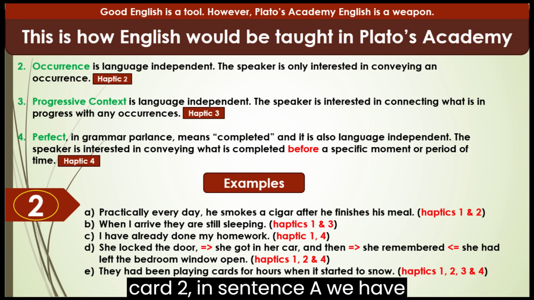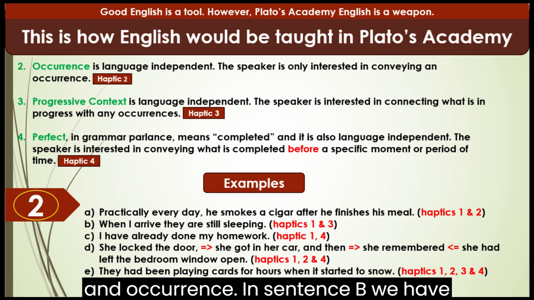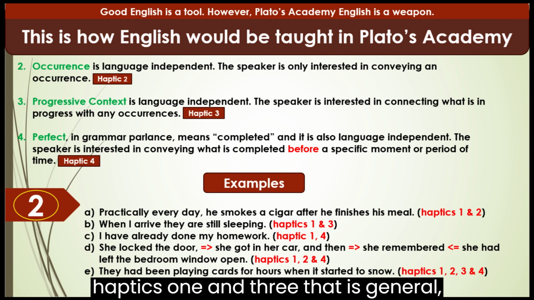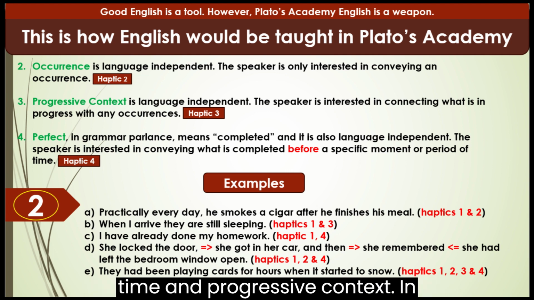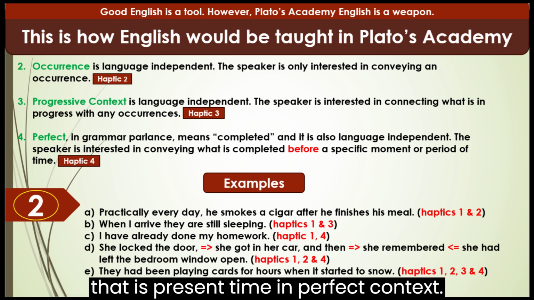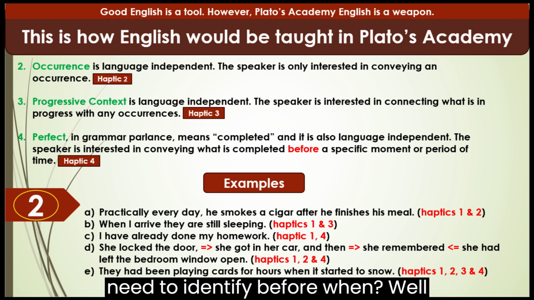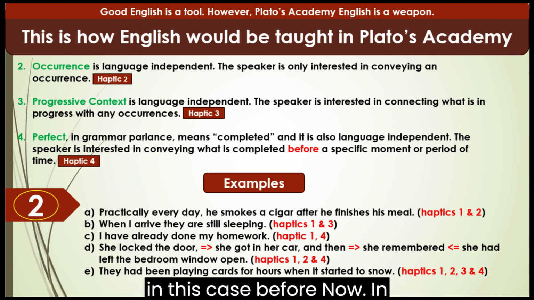In Card 2, in sentence A, we have haptics 1 and 2, that is general time and occurrence. In sentence B, we have haptics 1 and 3, that is general time and progressive context. In sentence C, we have haptics 1 and 4, that is present time and perfect context. When we deal with perfect context, we need to identify before when. Well, in this case, before now.